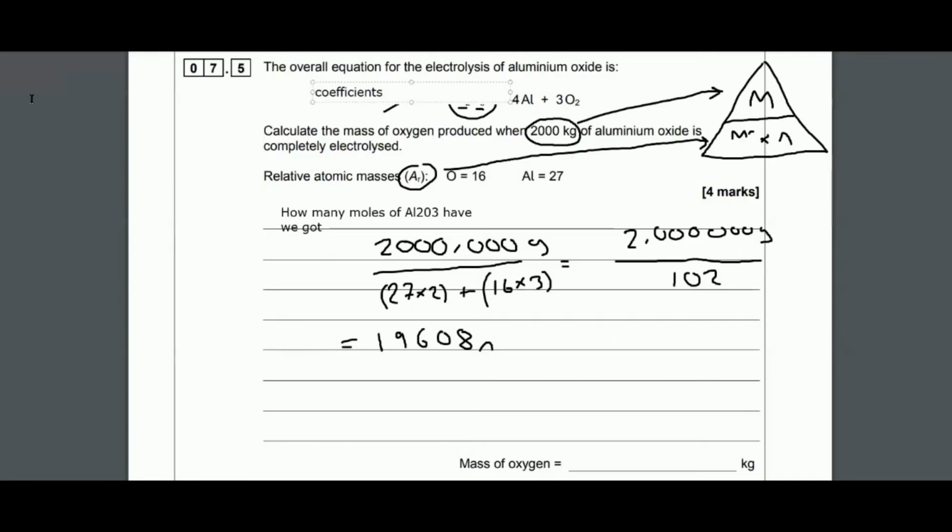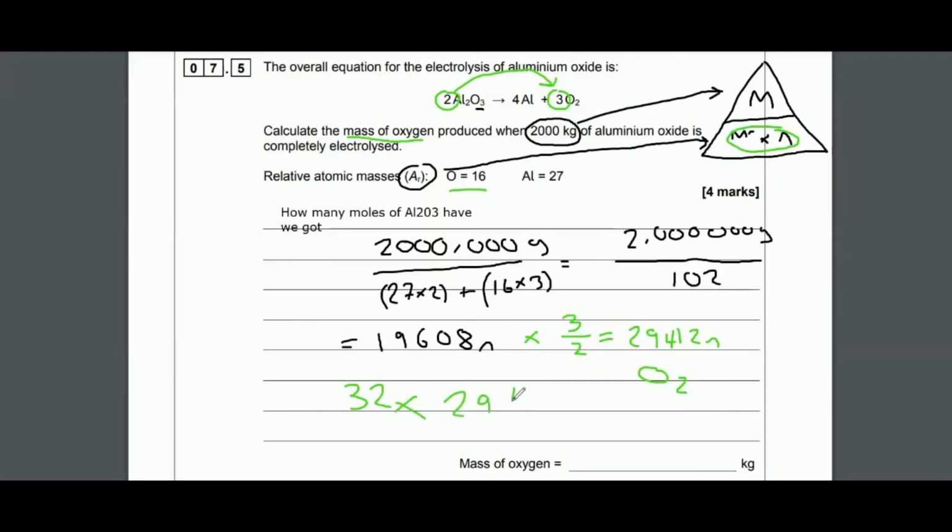Now, in mole equations, once you've worked out the moles of the first thing, you've got to look at the coefficients. For every 2 moles of aluminium oxide, we're going to make 3 moles of oxygen. So we need to convert this 19,608 moles, and we can times it by 3 over 2, or 1.5. And that's going to mean that we have 29,412 moles of oxygen. So you always use the ratio, those big numbers, the coefficients in a mole equation.